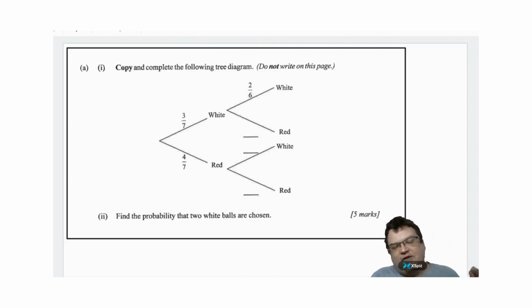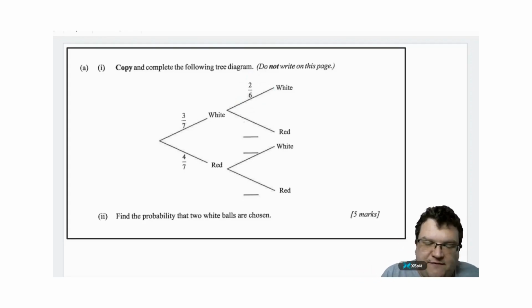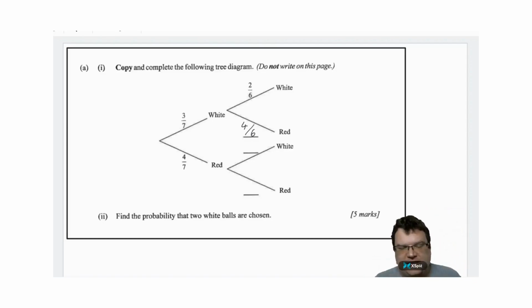So filling in the tree should be fairly straightforward. We remember simply that probabilities add to 1. So once I've already gone for the first white disk with a probability of 3 out of 7, I'm along this branch here, I then ask myself, what if there's a probability of 2 out of 6 of it being white? Then there must be a probability of 4 out of 6 of it being red, simply because probabilities add to 1. We then go down the other side.